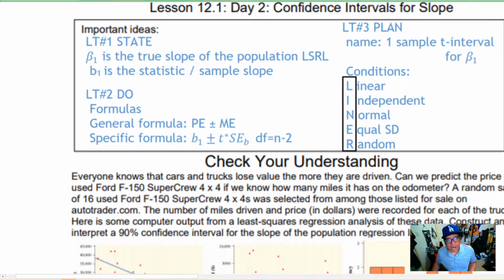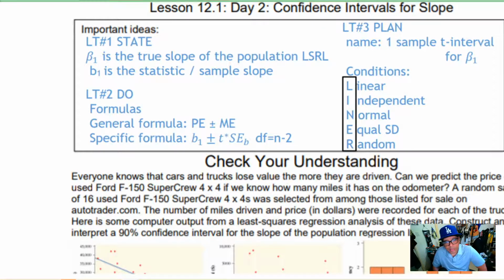Let's take a look at our important ideas next. We've got beta 1 in the state part. Beta 1 is the true slope of the population LSRL. B1 is a statistic, the sample slope. For the plan part, which is learning target number 3, the name of the test is a 1 sample t interval for beta 1.